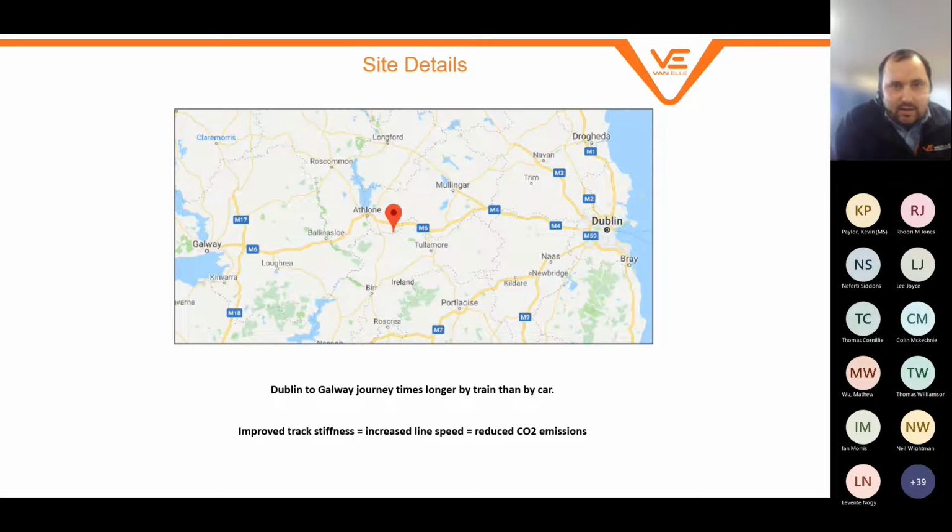The main challenge for Irish Rail is that Dublin to Galway travel time by train is longer than it is by car, so there's no real incentive to catch the train, and that was generally driven by track stiffness. So the controlling factor for line speed was that the track stiffness wasn't sufficient to increase speed. So by improving track stiffness, you can increase the line speed and reduce CO2 emissions.